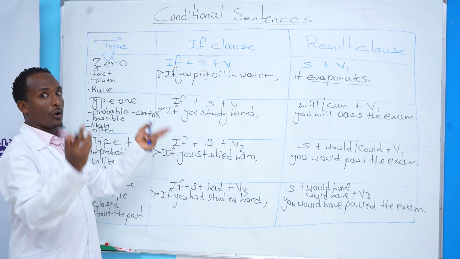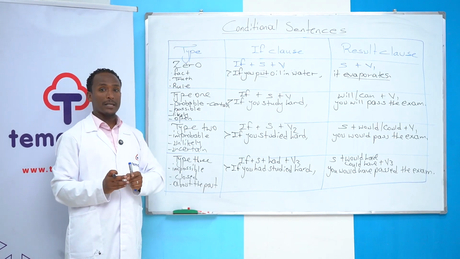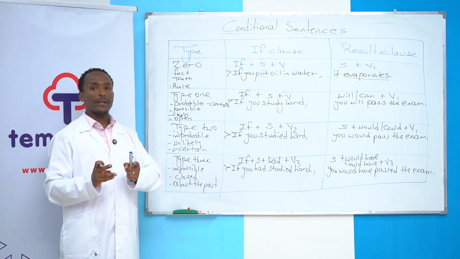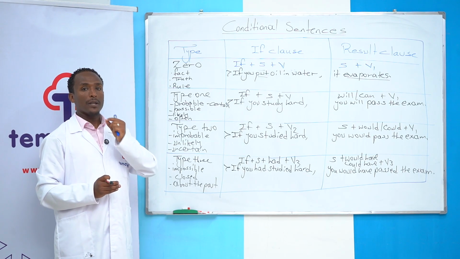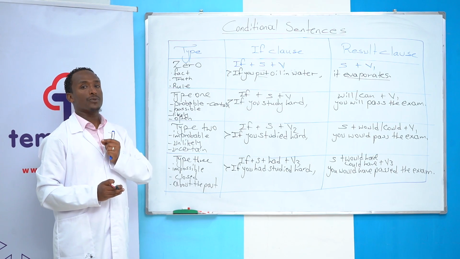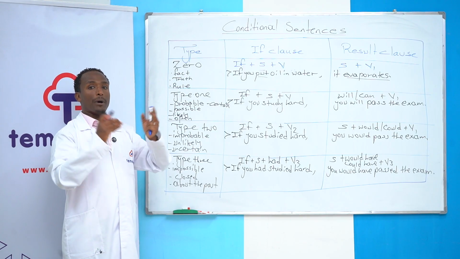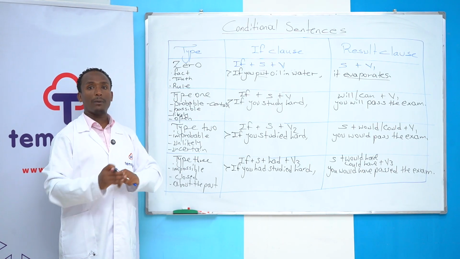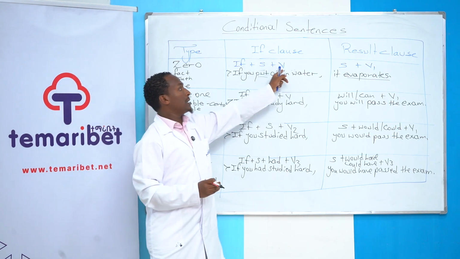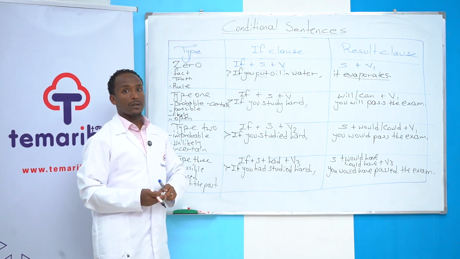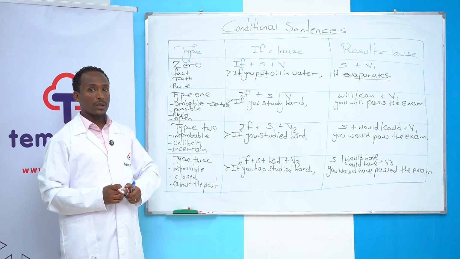Let me paraphrase the overall idea. There are 4 different types of conditional sentences. Conditional 0 type, type 1, type 2, and type 3. Conditional 0 type is all about fact, all about truth, all about a kind of rule. So we use verb 1 for both clauses, for the if clause as well as for the result clause.